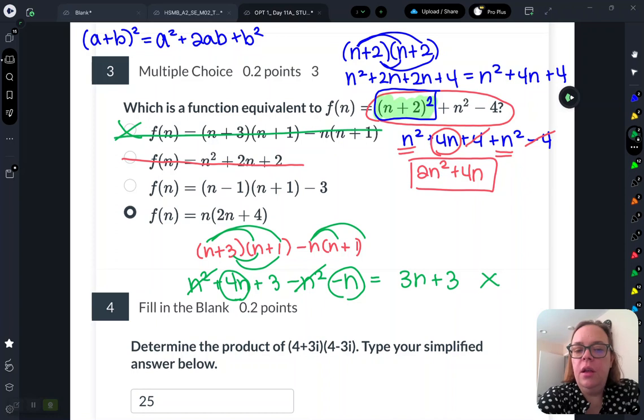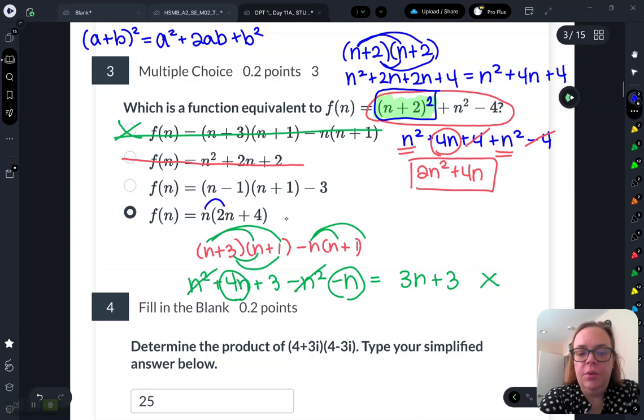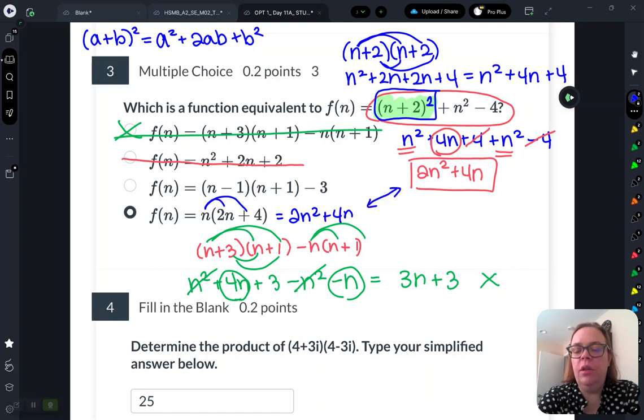And so you go along in this way, and you are going to find that the last one, which you can see is the answer: n times 2n is 2n squared, just by distribution. n times 4 is 4n. See how they are equivalent to each other? That's what we were looking for.